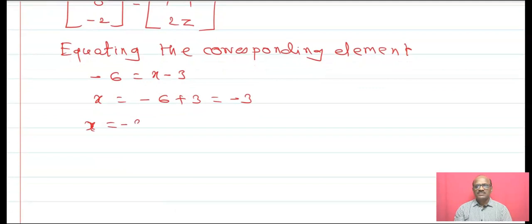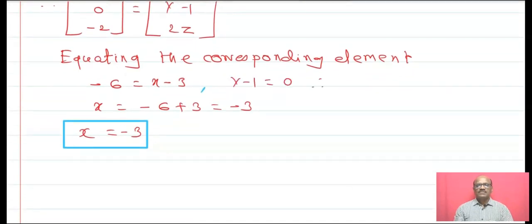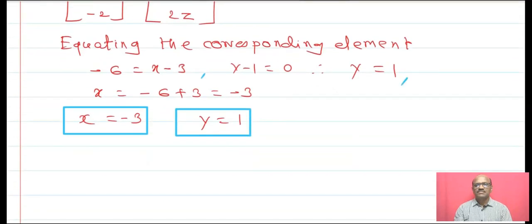Next is x is equals to minus 3, and last is 2z is equals to minus 2, therefore z is equals to minus 1. Y is equals to 1. That is 2z is equals to minus 2 and z is equals to minus 1.